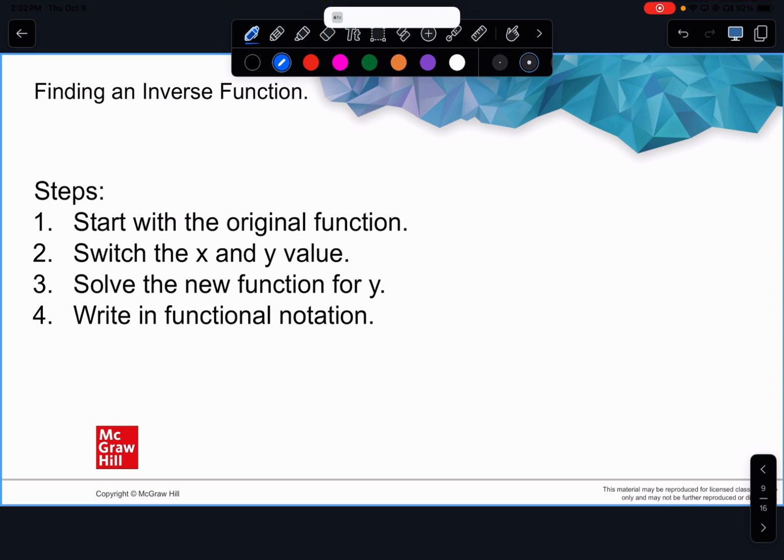The thing I want to add here is a reminder that f of x is y. We just need to remember that. That's something that we did a while ago, but f of x is just a fancy way of saying y.